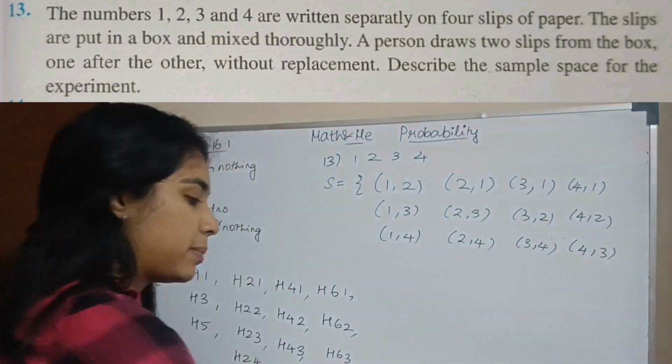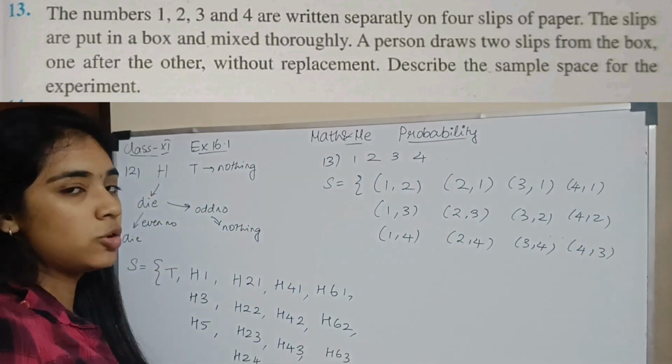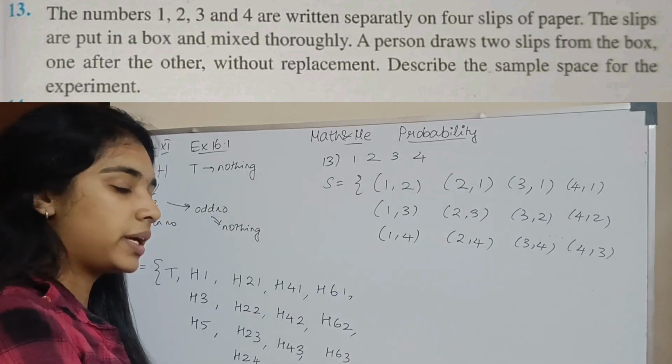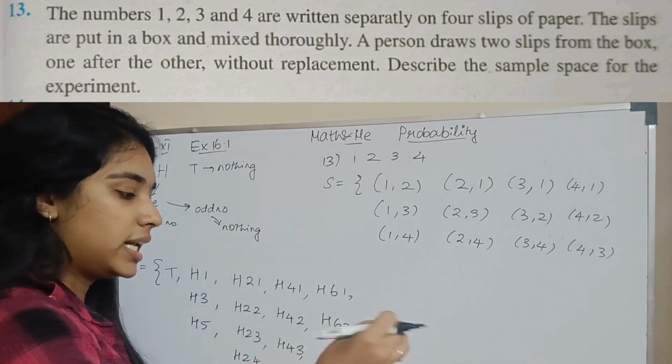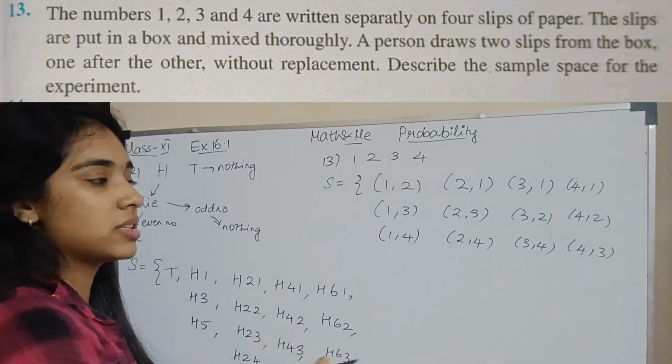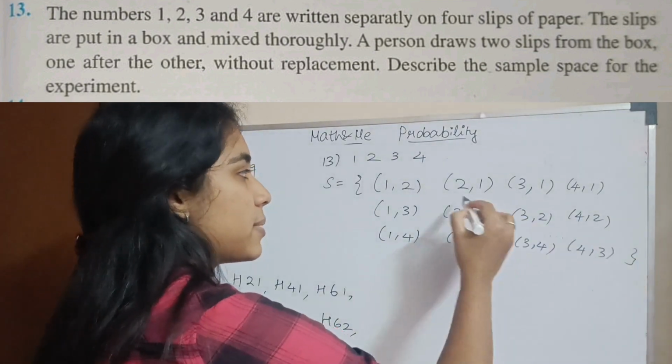So you pick up paper 4 and you pick up paper 1. This is one option. You pick up paper 4, you pick up paper 2. This is another option. Or paper 4 and then paper 3. So this is another option. So this is your sample space.